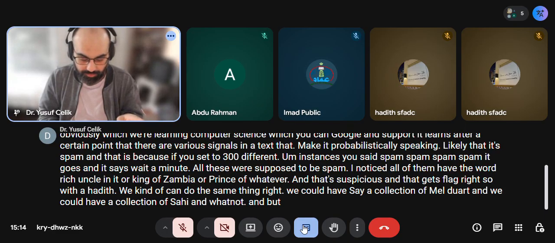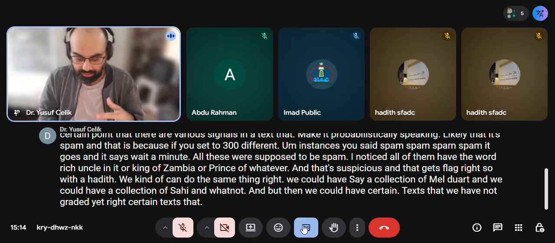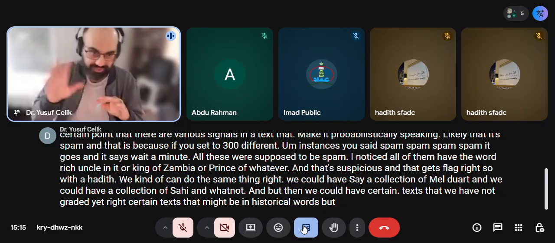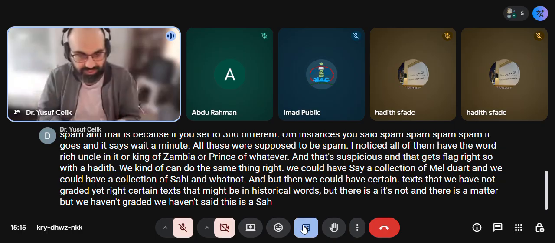And but then we could have certain texts that we have not graded yet, right? Certain texts that might be in historical works where there is an isnad and there is a matan, but we haven't graded. We haven't said this is sahih or whatever.